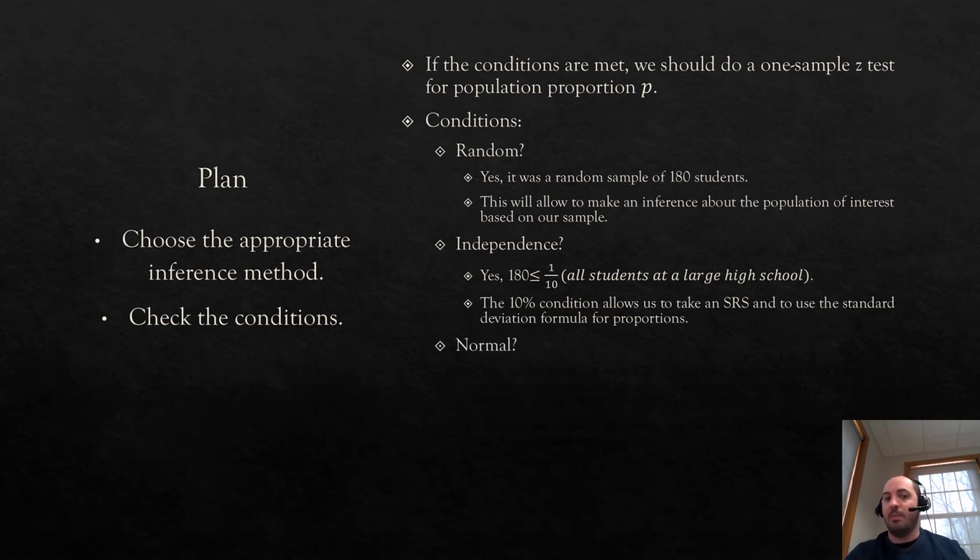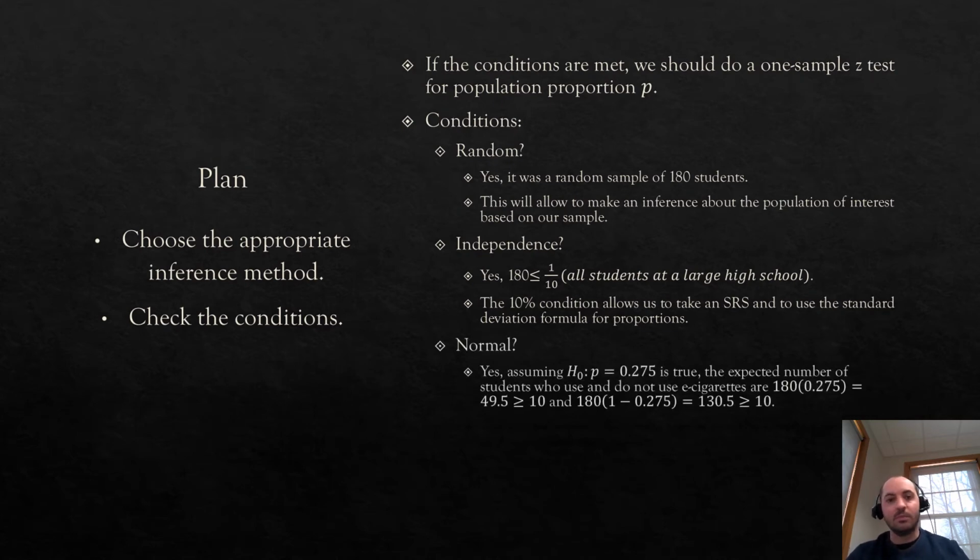Finally, we need to check normality. Well, if we assume the null hypothesis is true, which is what we do in all these hypothesis tests, then the expected number of students who would use e-cigarettes is going to be 49.5, and the expected number that do not use e-cigarettes is going to be 130.5.